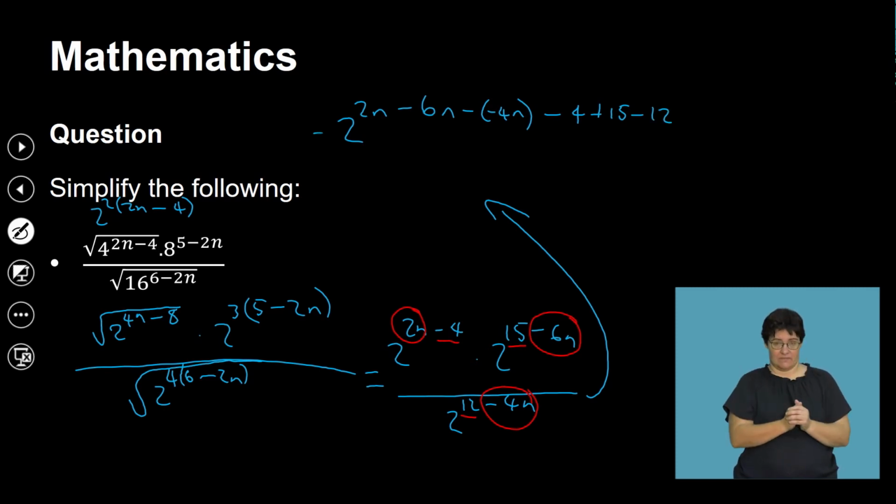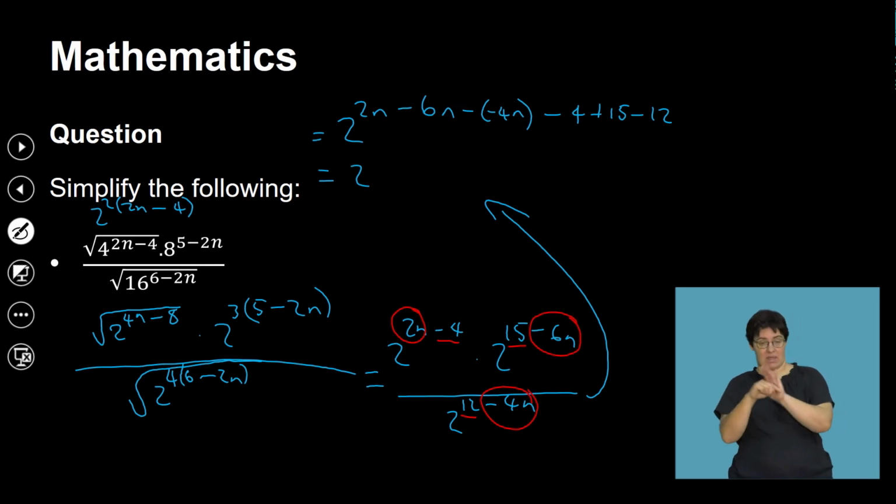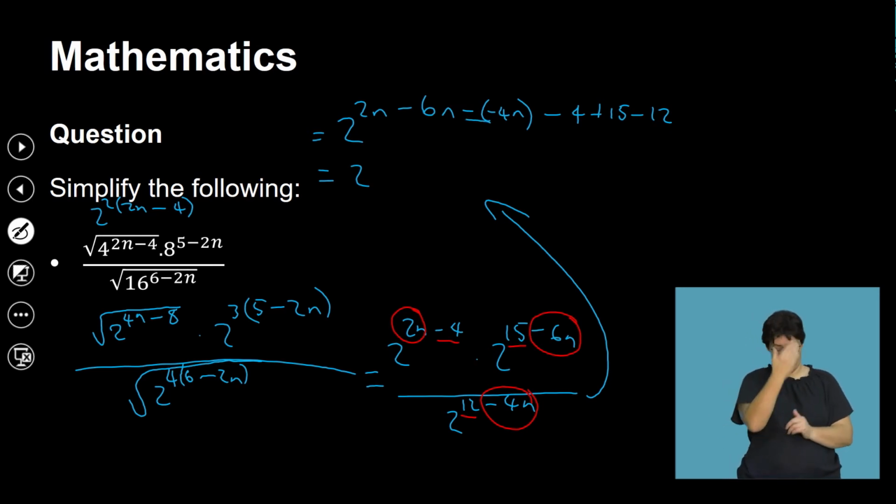So this will therefore become 2. The 2n minus 6n is minus 4n. The minus and the minus there will give me a positive. Therefore, it's minus 4n plus 4n, which will be 0. Minus 4 plus the 15 will be a positive 11. Then 11 minus the 12 will just be negative 1. Then finally, my answer will be 1 over 2.